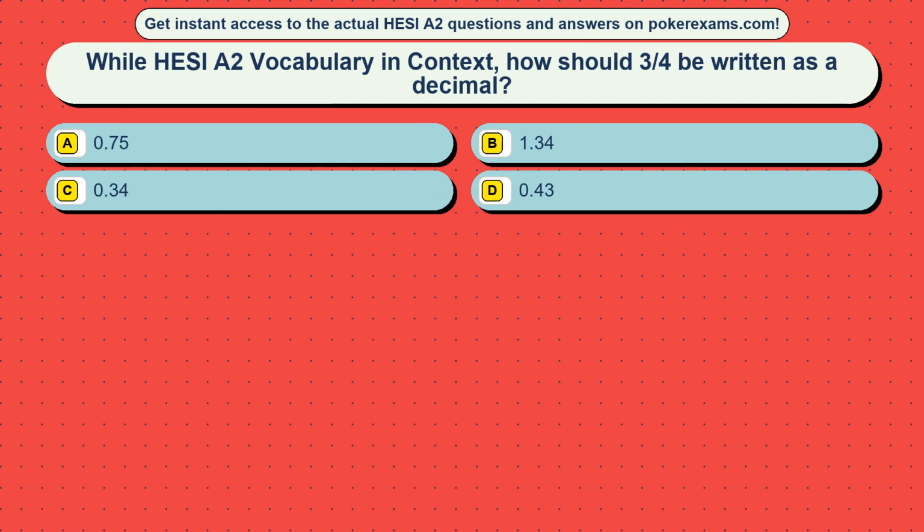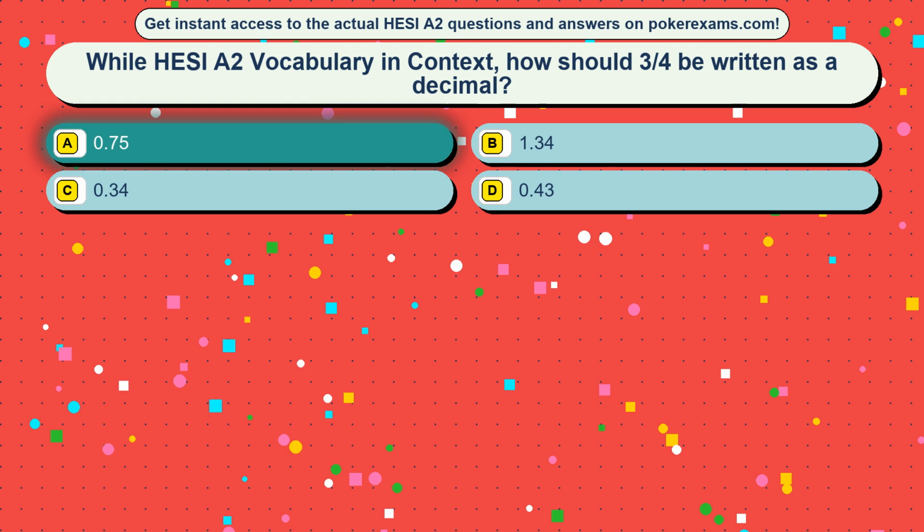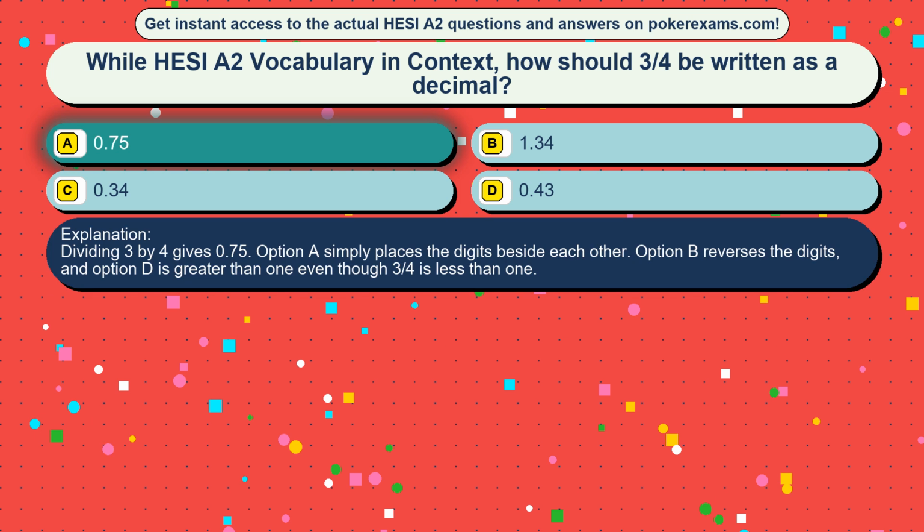Question 47. While HESI A2 vocabulary in context, how should 3/4 be written as a decimal? Option A, 0.75. Option B, 1.34. Option C, 0.34. Option D, 0.43. The correct answer is option A, 0.75. Dividing 3 by 4 gives 0.75. Option C simply places the digits beside each other. Option D reverses the digits, and option B is greater than 1 even though 3/4 is less than 1.